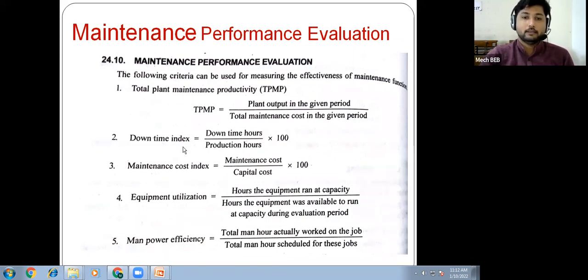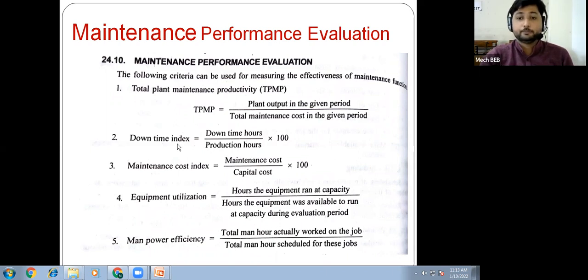Then second one is downtime index. Okay, how much downtime is there? This downtime should be very less in the industry, and the industry persons, the production department and maintenance department try to reduce this downtime index. So downtime index is the ratio of downtime in hours and production hours multiplied by 100.